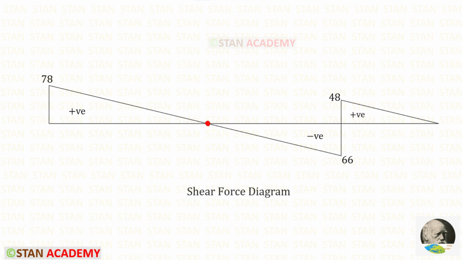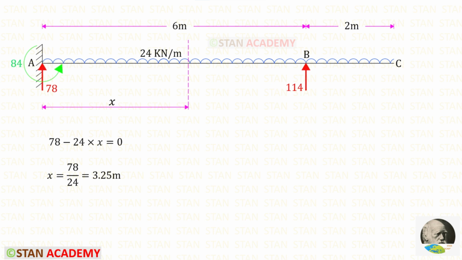Let us make a section in this point and find the distance. You can see that in that point, I have made a section at a distance of x from the point A. We know that in this section, the shear force is 0. Using that concept, we can find x.